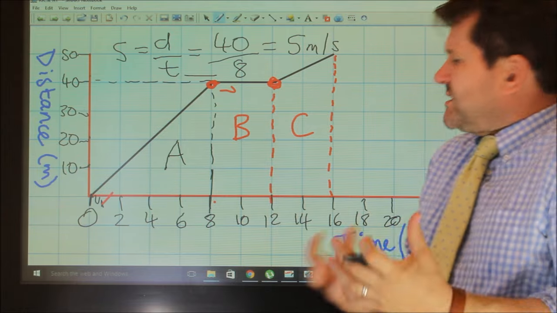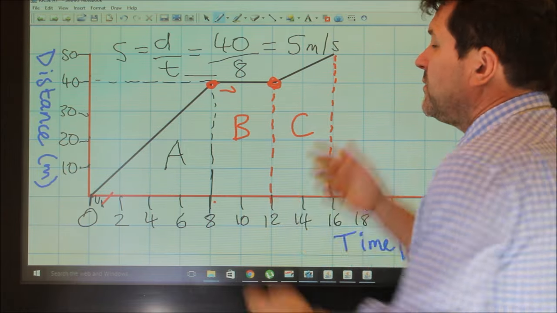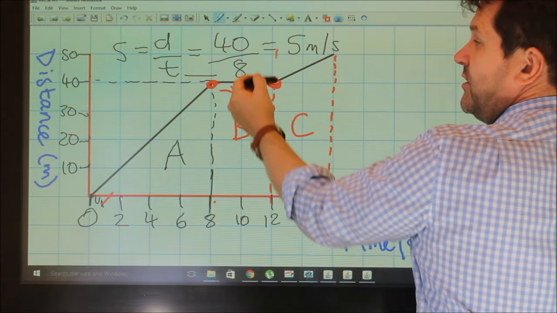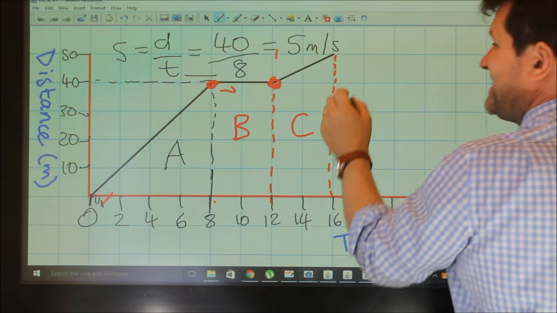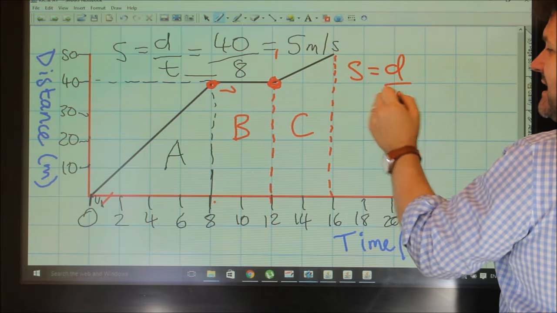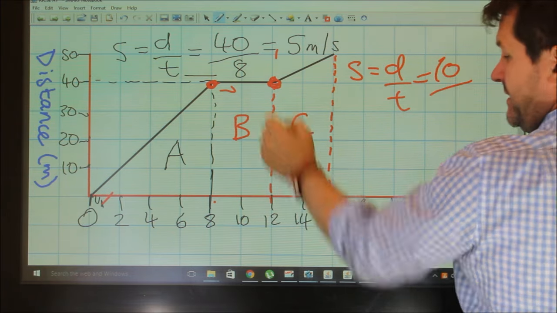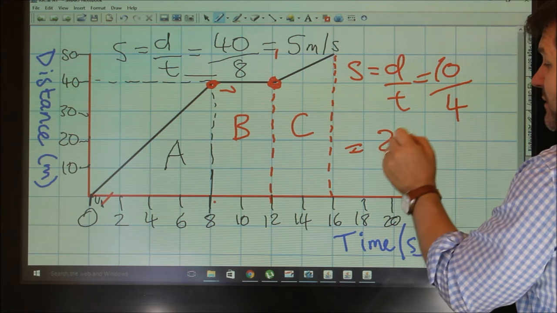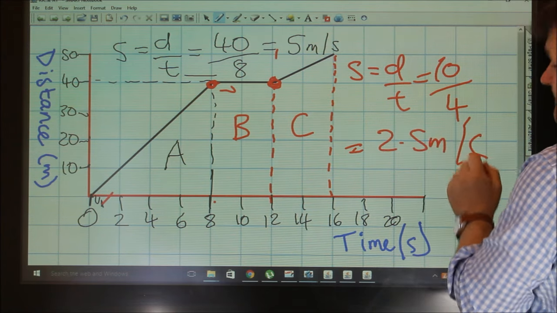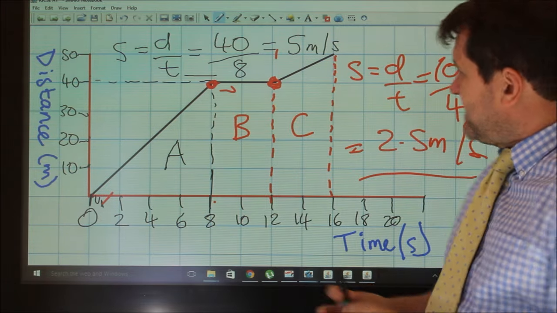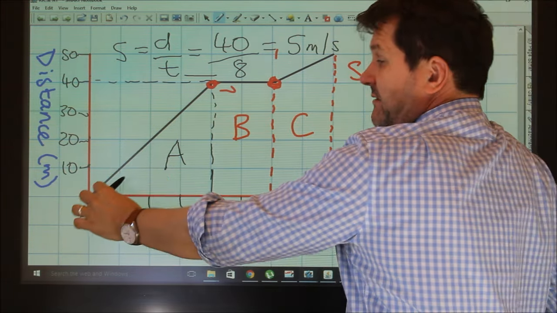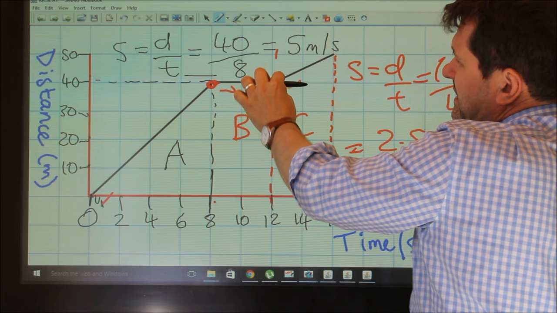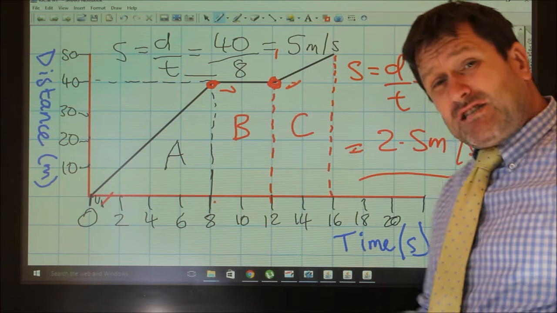Now, if we thought about this, and we've got another part, we'll call it C. If we look at C, what's happening here? How far have they travelled at C? At C, they've travelled only another 10. So the speed at C, speed is distance divided by time, is 10 divided by 4, okay? 10 divided by 4 is 2.5, so it's 2.5 meters per second. So if we look at this, we can see when the graph is steeper, it's going faster. When it's going straight, it's a constant speed. And when the gradient is less, the speed is less.